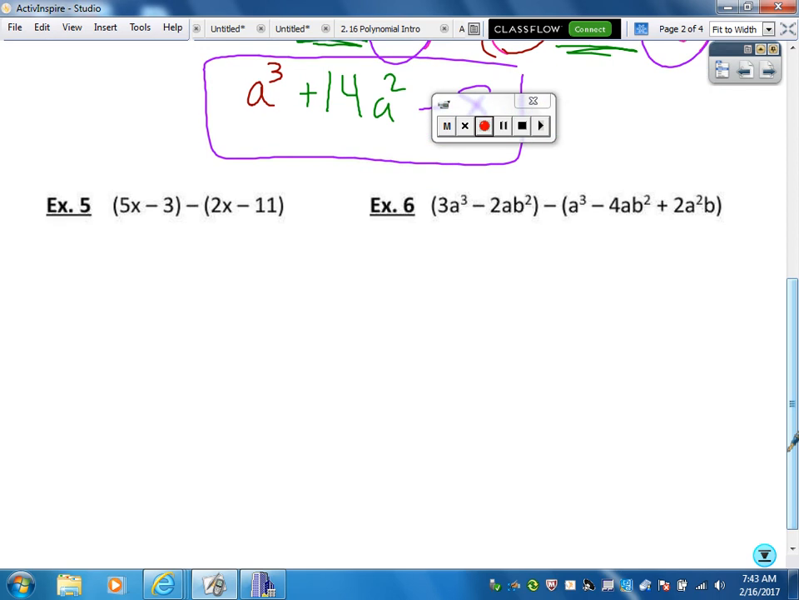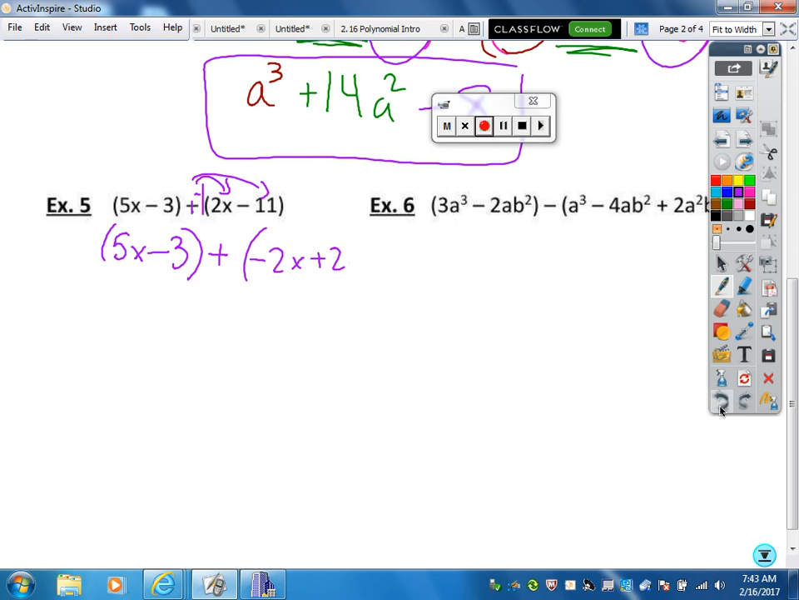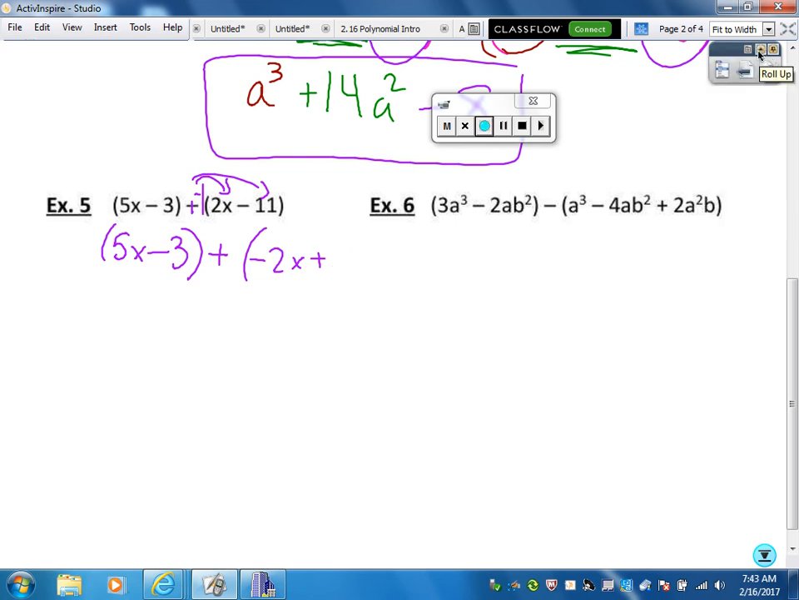Alright, 2 more problems. Let's try them out. So again, I'm going to distribute my negative right here. So I'm going to rewrite the first one. Plus a negative 1 and distribute that out. So plus negative 2x plus 22. I don't know why I said 22 there, sorry. There's not a 2 there, there's just a negative 1 times 11, negative 11, so it's plus 11. I think I was just thinking that 2 there again.